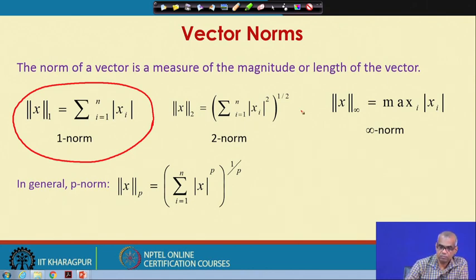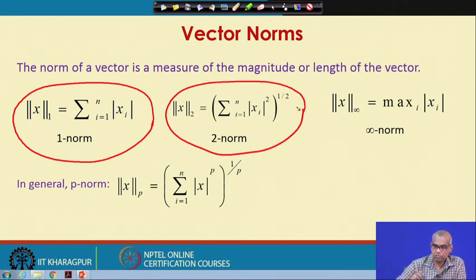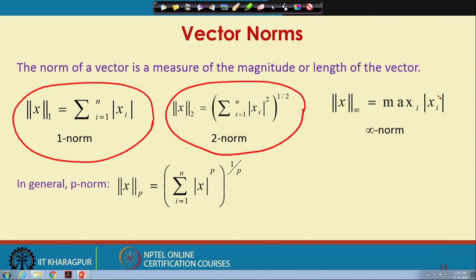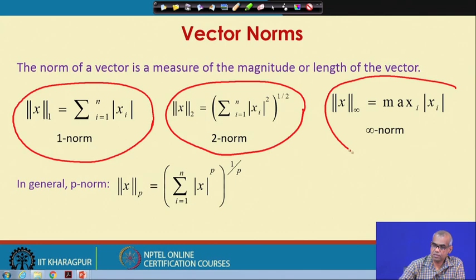The 2 norm is defined like this. You square all the elements in the vector, sum them up and take the square root. The infinity norm is defined as this, where you take the maximum value of the elements in the vector.